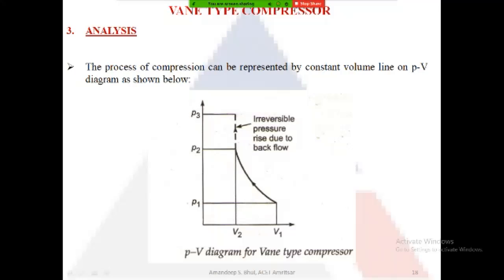Now the second part of the compression, from pressure P2 to P3, is because of the backflow of air from the discharge side. This compression is a vertical line, that is, the volume remains constant at V2. So V2 at this point is equal to V2 at this point. The volume remains constant, but the pressure increases from P2 to P3. Hence the compression takes place in two parts: adiabatic, and after that isochoric.